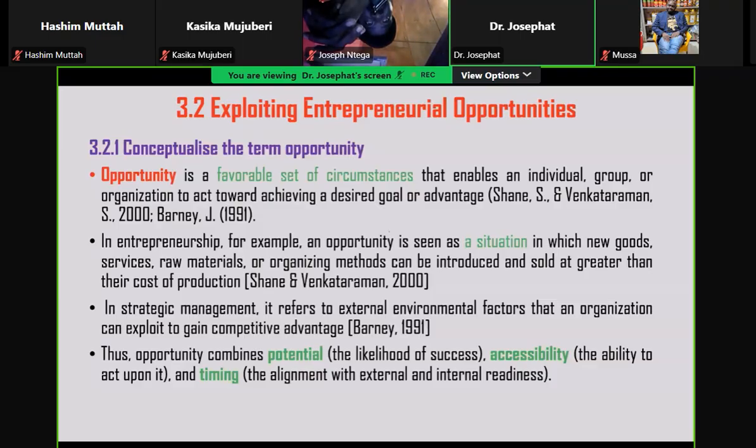Tunaangalia opportunity, potential, about tunaangalia potentiality ya ile opportunity, likelihood to succeed. So such an opportunity, una nafasi ngapi? What are the chances of success from the situation that is prevailing in the market right now? We talk about in terms of accessibility, the ability to act upon. Do we have ability to act upon? Do you have ability to exploit the opportunity? And the timings, the alignment within the external and the internal readiness.